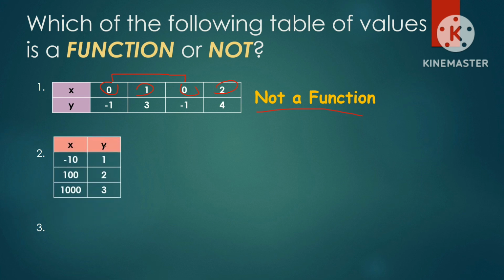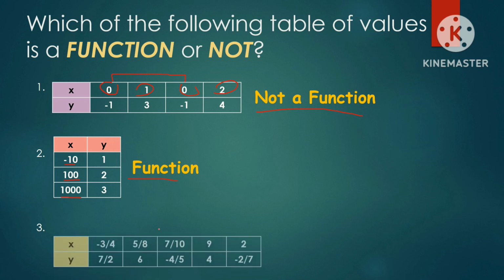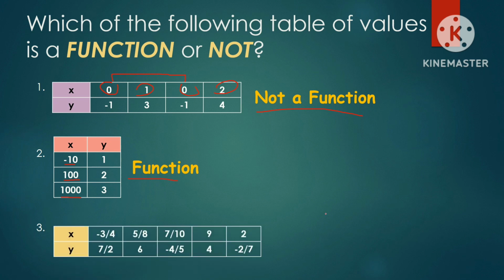Next, how about this one? Is it a function or not? Okay, so this is a function. Again, because ano yung mga x values natin? We have negative 10, 100, and 1,000, right? So this is a function kasi hindi naman siya umuulit. Next, we have here negative 3/4, 5/8, 7/10, 9, and 2. Now, umuulit ba yung mga x values? Hindi. So, that is a function.